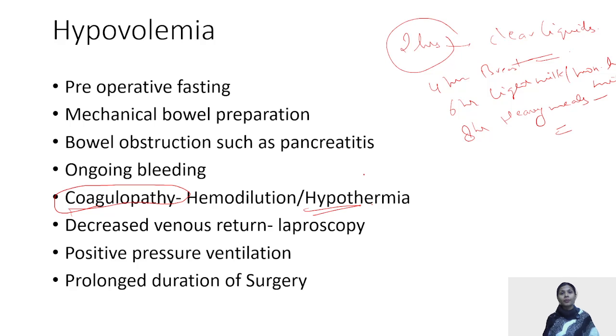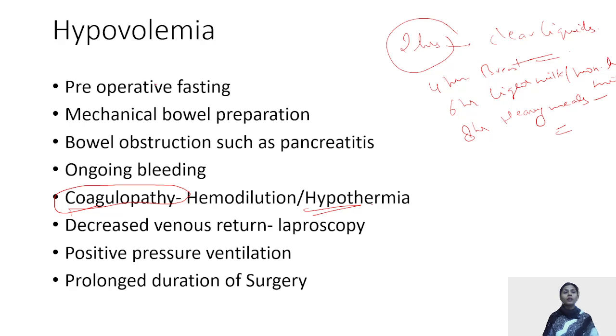Hypothermia per se also disturbs the coagulation cascade, which can lead to microbleeds. Decreased venous return. Intraoperatively, you have laparoscopic surgeries in which the venous return is hampered because of the increase in intra-abdominal pressure, which can lead to hypovolemia. Positive pressure ventilation or positive end expiratory pressure increases the intrathoracic pressure, thus decreasing the venous return and thus decreasing the cardiac output. And lastly, prolonged duration of surgery in which adequate replacement of the fluids has not been done. So these are some of the commonest causes of hypovolemia pre and intraoperatively.